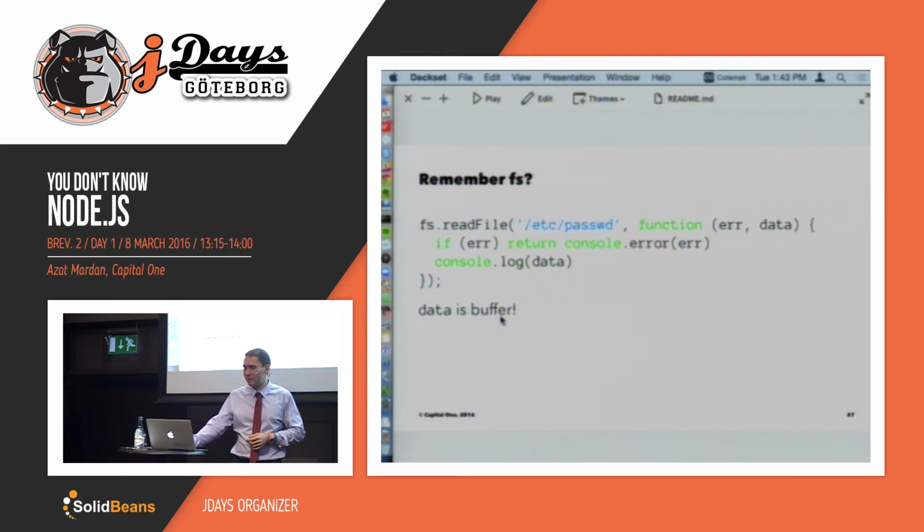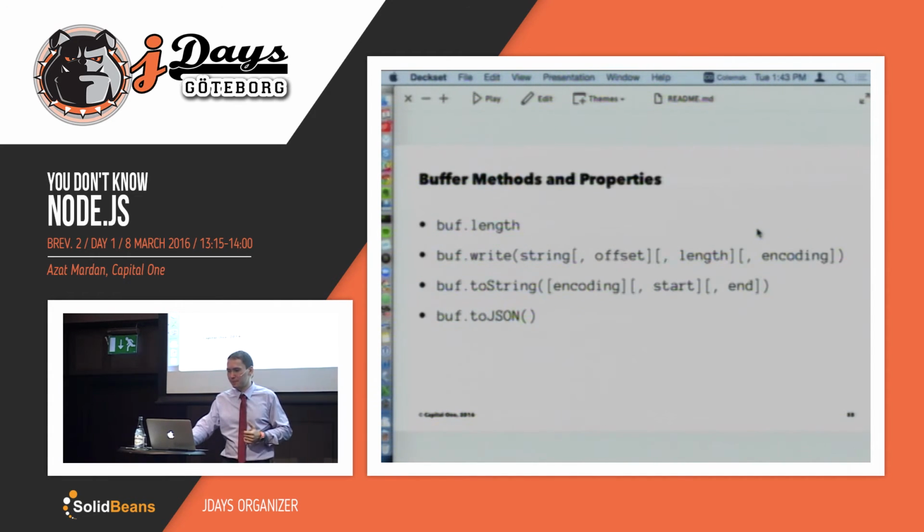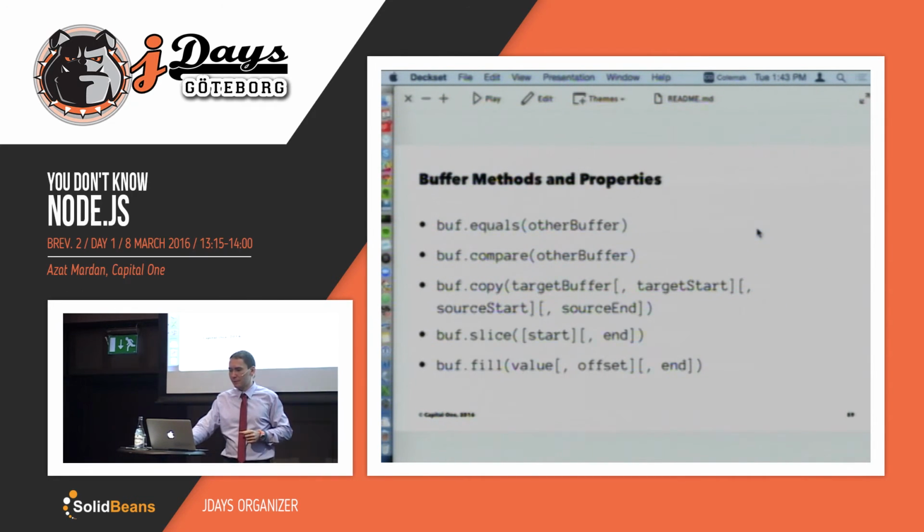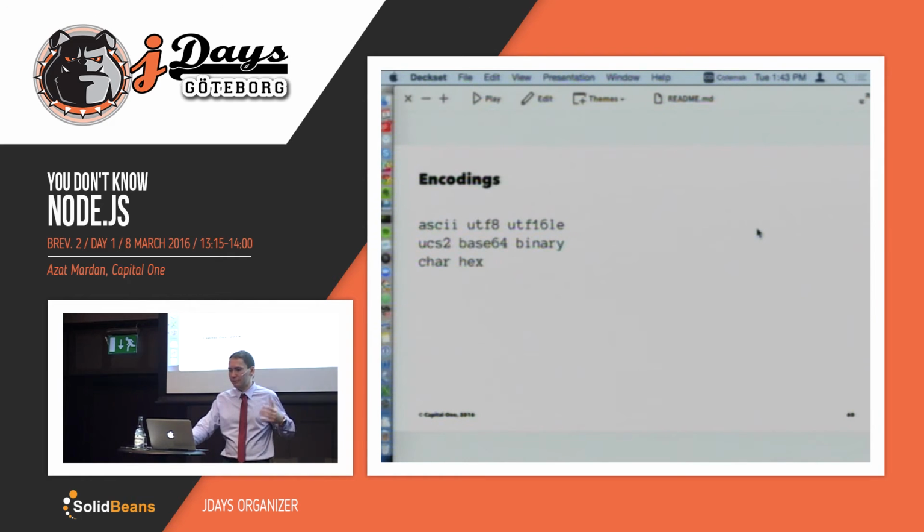Okay, so remember the file system module? This is how we can read from a file using callbacks, but the data is actually a buffer, it's not a string. So we need to do something extra, like apply a toString method to it. Buffers are really cool. By default, everything is a buffer when you're working with the file system, when you're working with requests. And here are the encodings available.